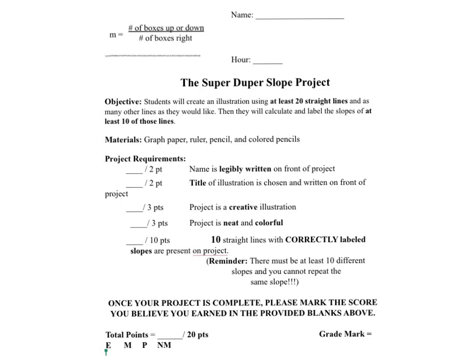Once your project is complete, you're going to mark the score on your rubric. The score that you believe you earned goes in the provided blanks above. So you'd give yourself however many points, and then total your points down at the bottom.